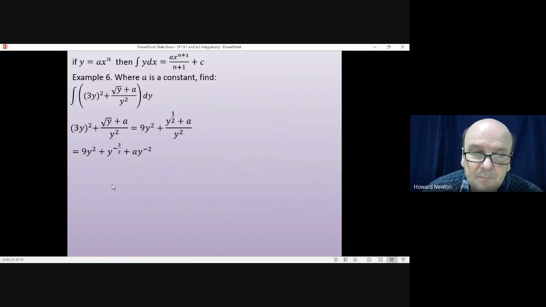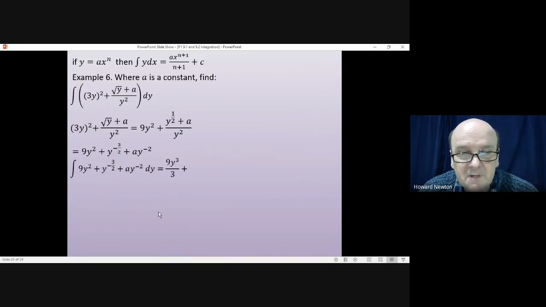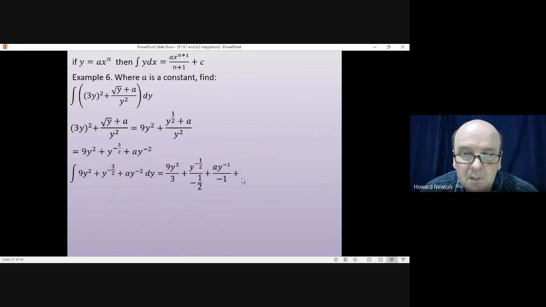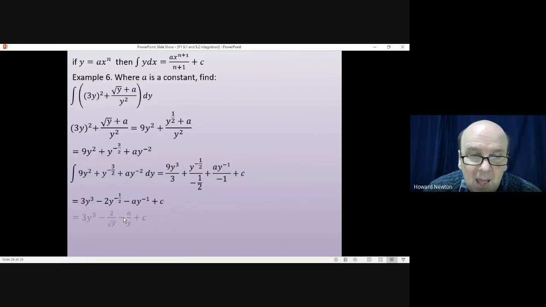Now I can integrate them. So integrating the first term, the power goes up to 3, and I divide by 3. Minus 3 over 2 goes up to minus a half, and I divide by minus a half. And minus 2 goes up to minus 1, and I divide by minus 1. And I also need the arbitrary constant. Tidying up those terms will give me that. And then I could rewrite the answer just to make it look a little bit more tidy. Y to the minus a half is 2 over root y, and y to the minus 1 gives me a over y.